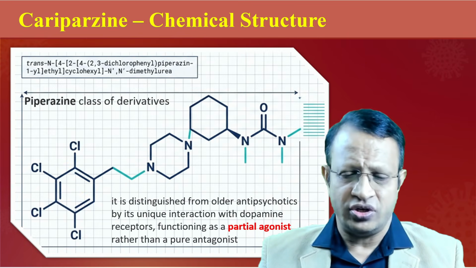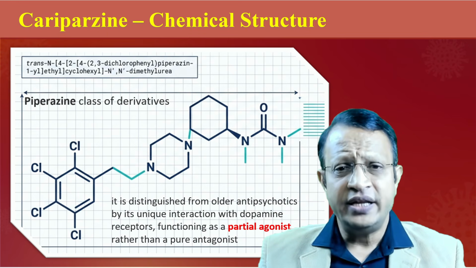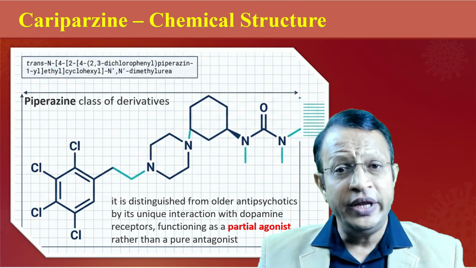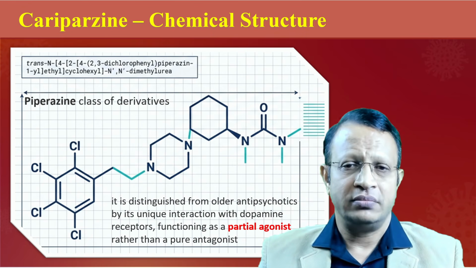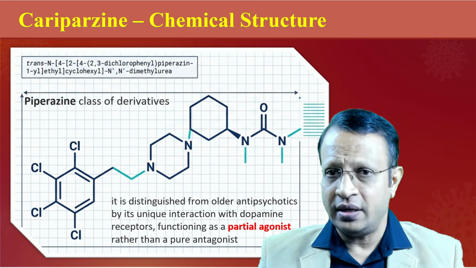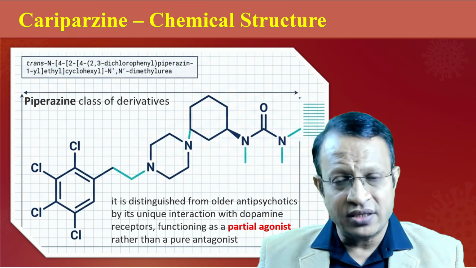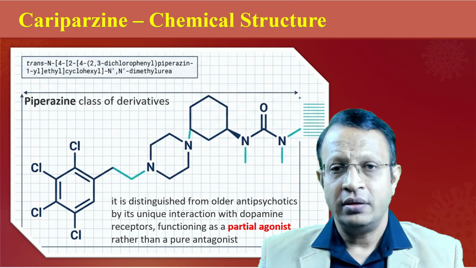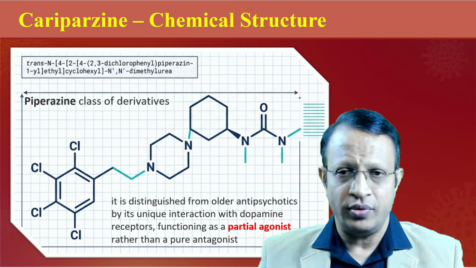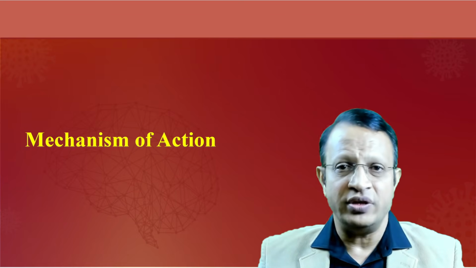Now let's look into the chemical structure. It is a piperazine derivative, my dear friend. It is distinguished from other antipsychotics like typical antipsychotics by its unique interaction with the dopamine receptor. It functions as a partial agonist for the D3 receptor rather than being a pure antagonist. Invariably, antipsychotics are considered to be D2 blockers, and hence positive symptoms get improved. Whereas cariprazine, my dear friend, is a partial agonist.